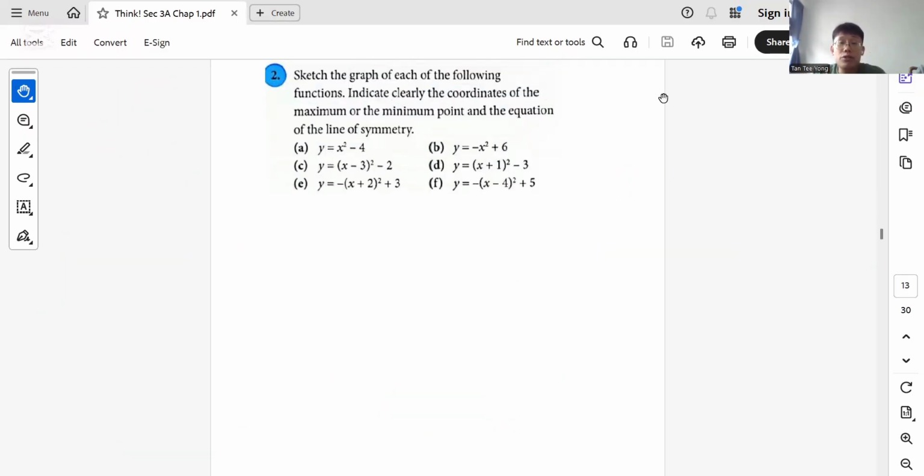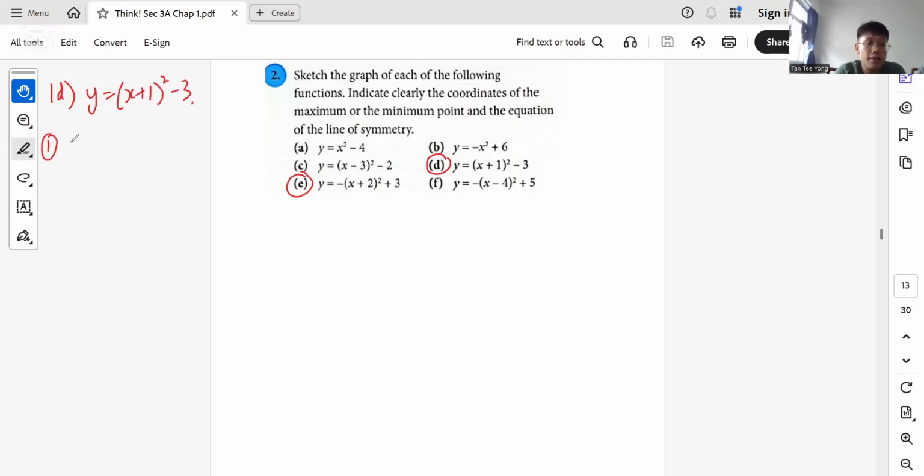Okay, guys, let's go through question 2 together. I will be mainly doing question 2D and 2E. Take note for question 2, we are sketching the quadratic graph from the completed square form. Just now in question 1, we did the factorized form. Now it is completed square form. So let's do 2D first. 2D is y equals x plus 1 squared minus 3.